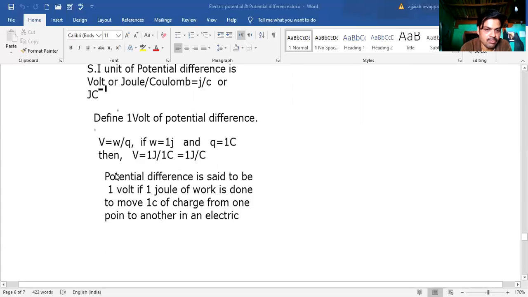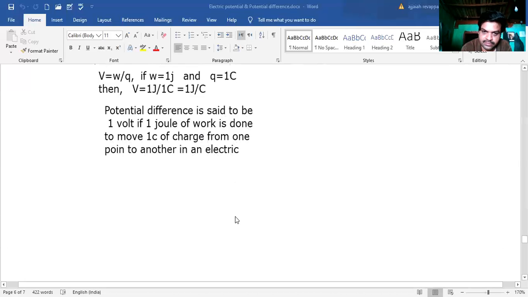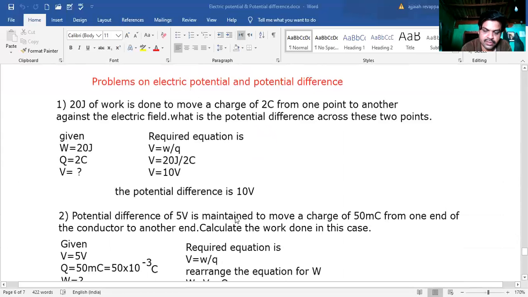In statement form, potential difference between any 2 points in an electric field is said to be 1 volt if 1 joule of work is done to move 1 coulomb of charge from one point to another point in the electric field. That is the definition. Next, we'll take some numericals on electric potential or potential difference.